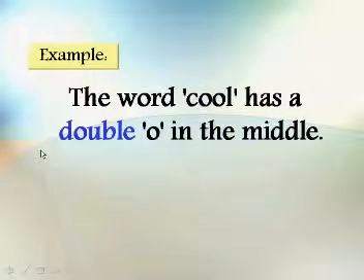Another example. Very easy. That's a piece of cake. A piece of cake means very easy. The word cool has a double O in the middle.